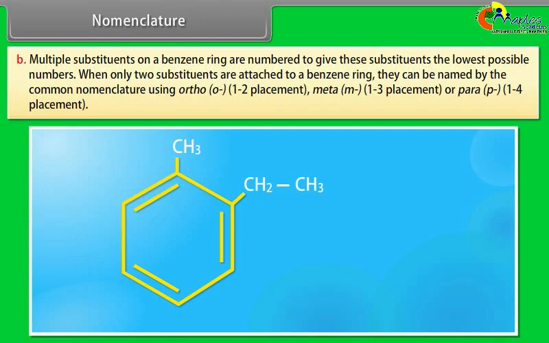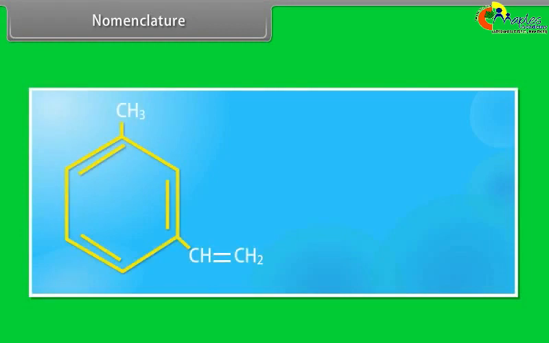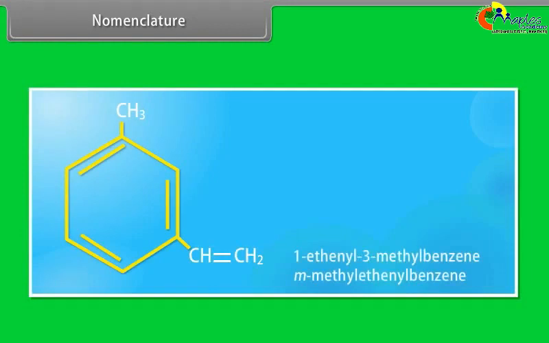When only 2 substituents are attached to a benzene ring, they can be named by the common nomenclature using ortho, o-, 1 to 2 placement, meta, m-, 1 to 3 placement, or para, p-, 1 to 4 placement. The given compound is 1-ethyl-2-methylbenzene, o-methylethylbenzene. Can you name the given compound? It is 1-ethyl-3-methylbenzene, m-methylethylbenzene.